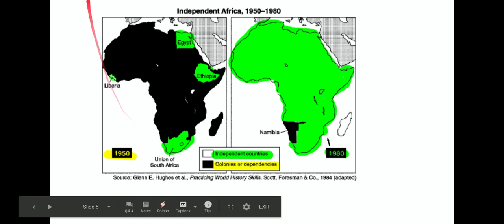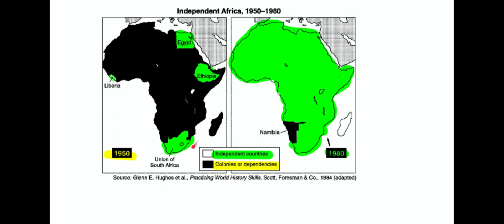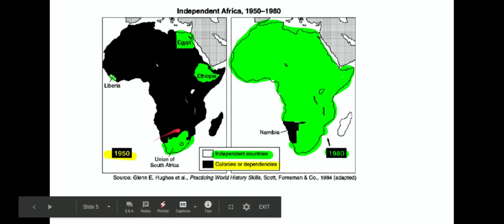So you can see here on the left, in 1950, okay, most of Africa is colonies or dependencies. Only Liberia, Egypt, Ethiopia, and the Union of South Africa are independent. Now, keep in mind, South Africa has its independence, but what does it have? It has the apartheid. So even though it's independent from Britain, it's run by a white minority group that oppresses the black majority there. Okay, but it is an independent country nonetheless.